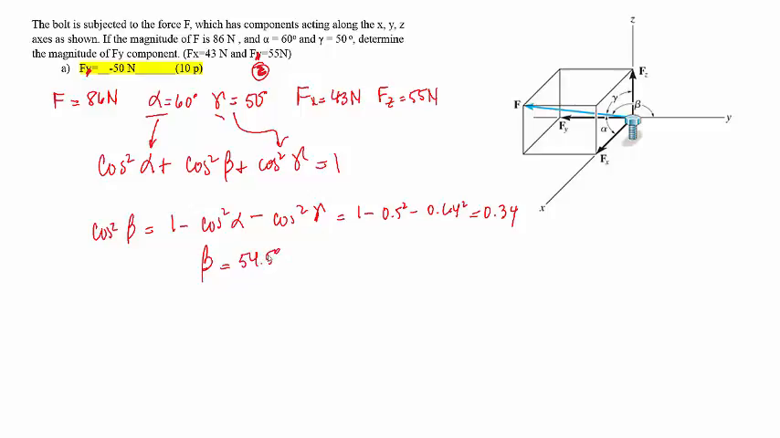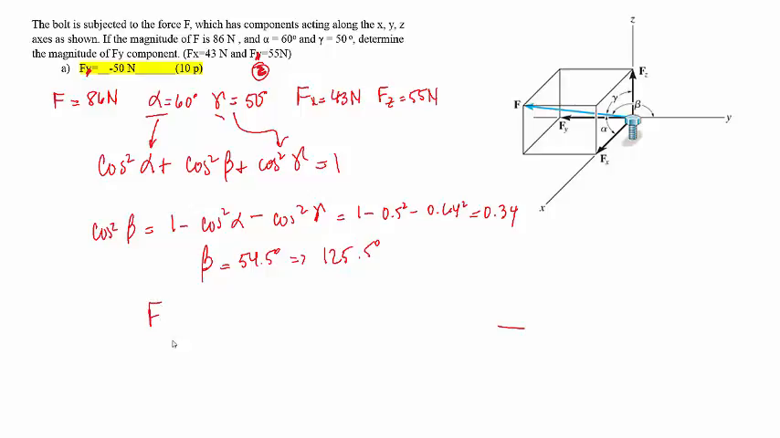54.5 degrees. So now having beta, here I have my beta, so I know that this is going to be more than 90 degrees. So 180 minus 54.5, so this is 125.5 degrees.